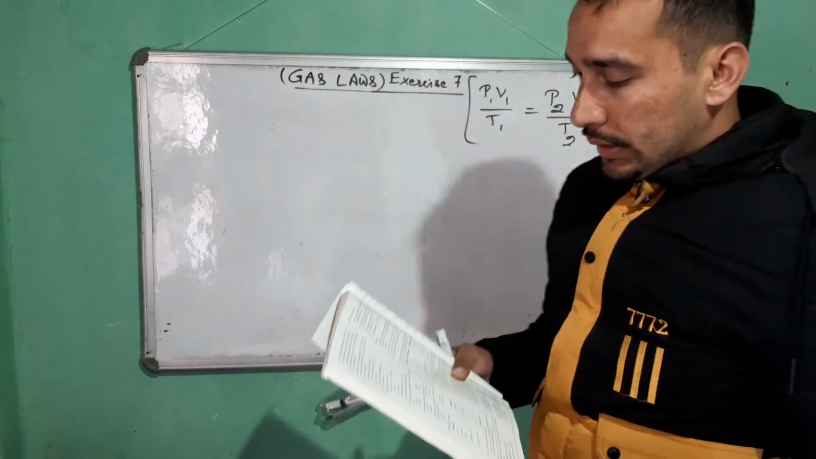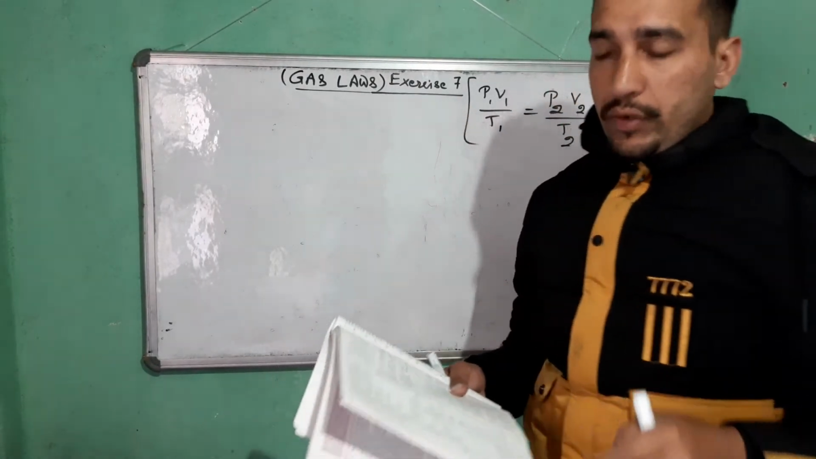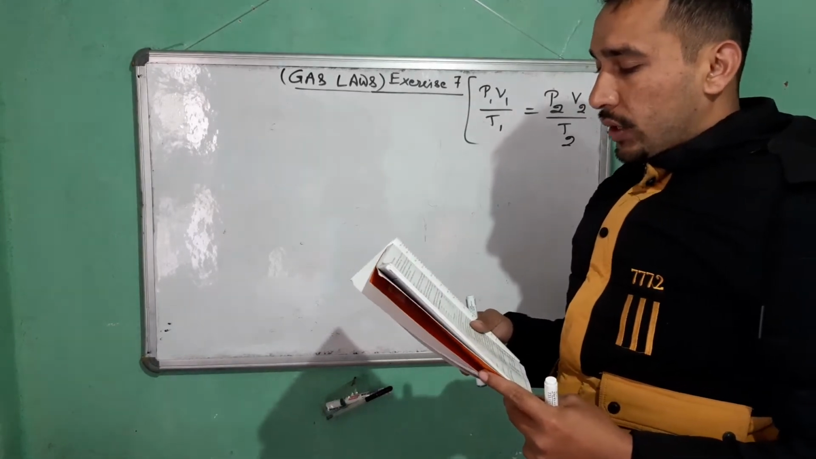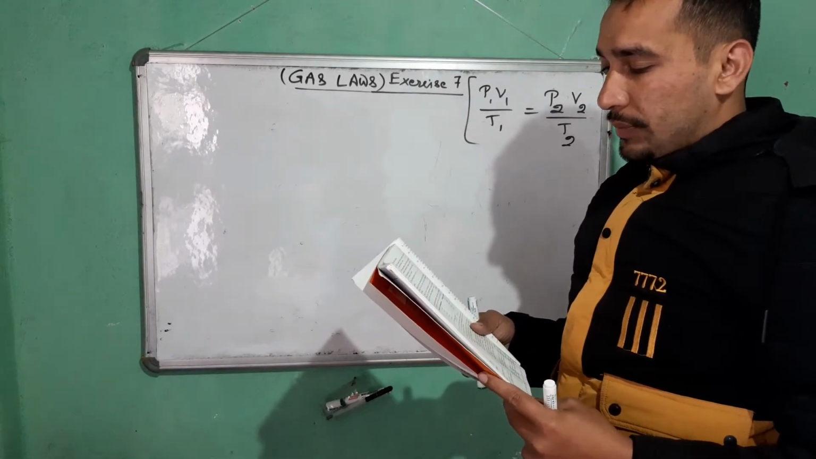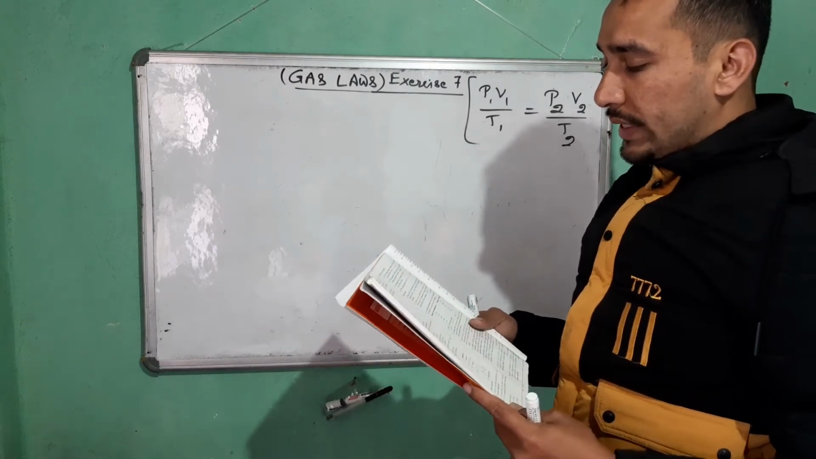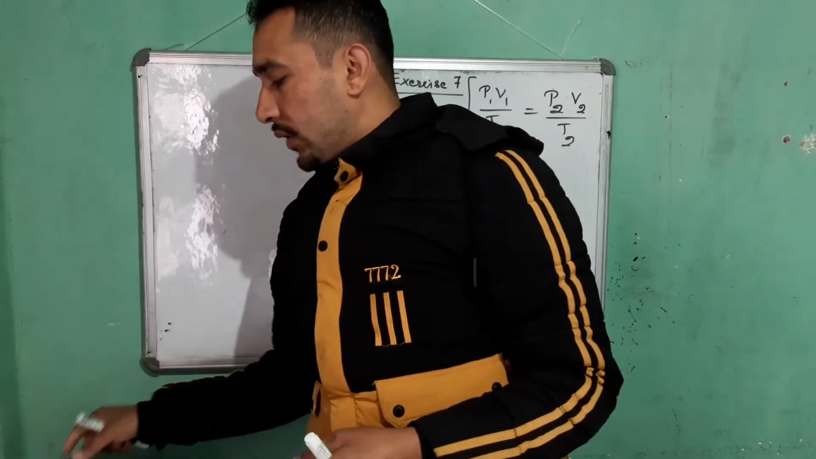The first question is from exercise 7. Refer to your book for the questions. What will be the minimum pressure required to compress 500 decimeter cube of air at 1 bar to 200 decimeter cube, temperature remaining constant?